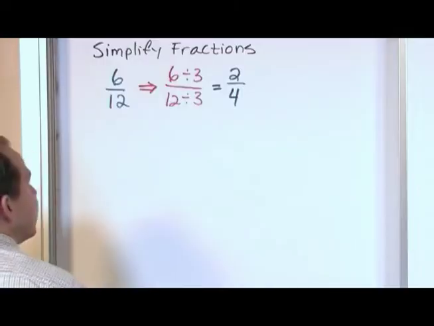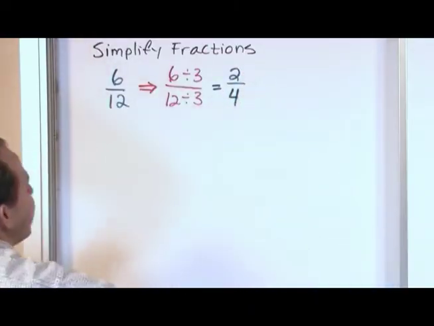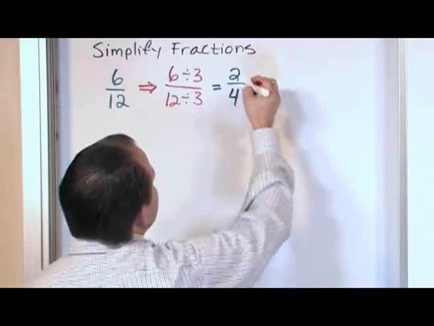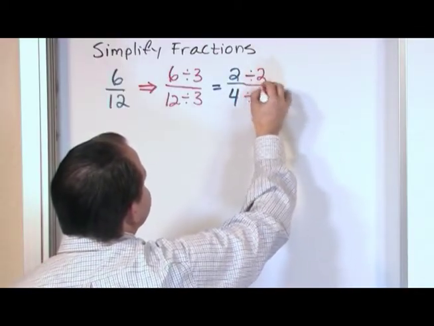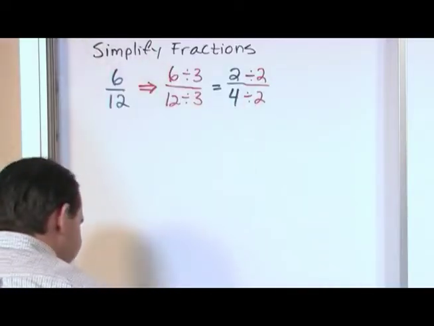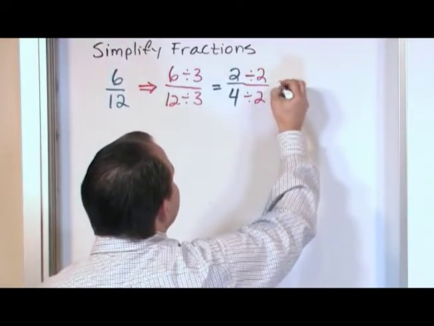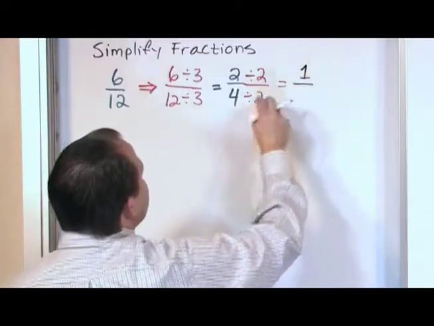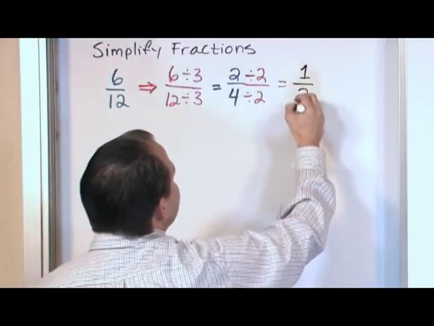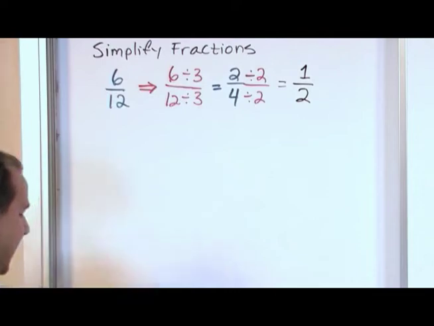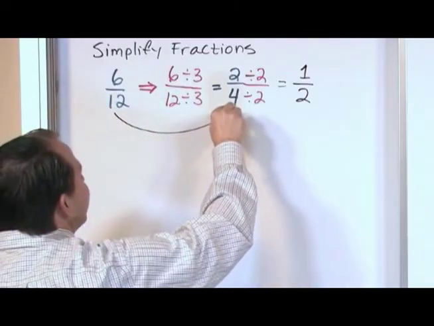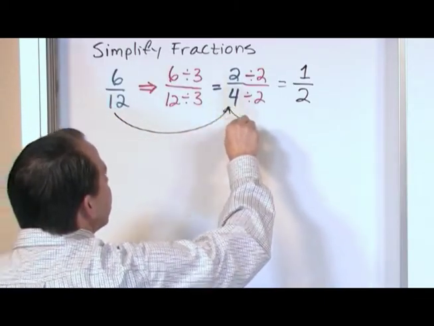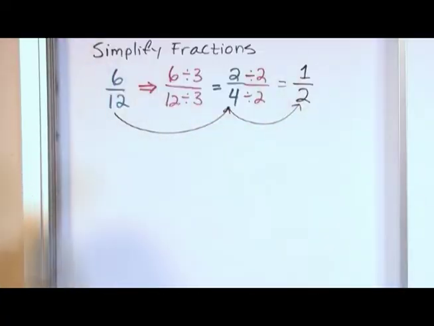But if I notice, I can actually simplify this one even further because I look at 2 and 4 and I know I can divide it by 2. So I can divide the top by 2 and I can divide the bottom by 2. Okay? And when I do that, what is 2 divided by 2? That's 1. What is 4 divided by 2? That's 2. So here I've arrived at my 1/2 that we've been talking about this whole time. What we've proven to ourselves is that 6/12 is really the same as 2/4, which is also the same thing as 1/2 in terms of if you actually cut something up.